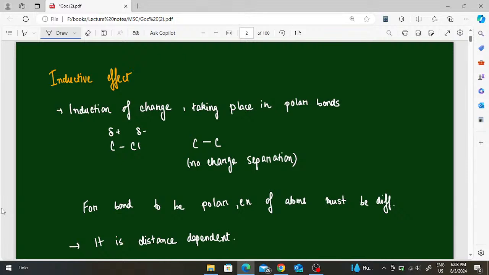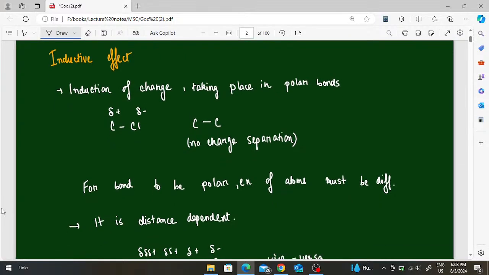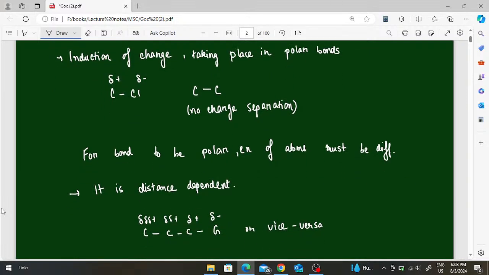However, if the bond is just between carbon and carbon, there won't be any separation of charges. When there is no separation of charges, there will be no creation of polarity. So if you want to make a bond polar, the electronegativity of the bonded atoms must be different, otherwise there won't be any separation of charges. So inductive effect stems out of this.